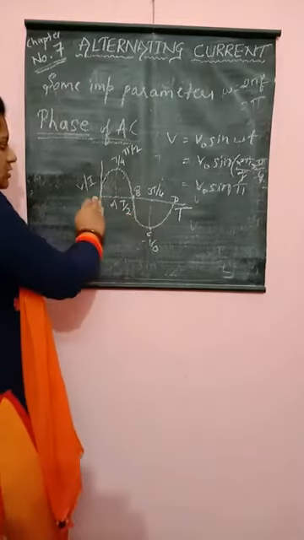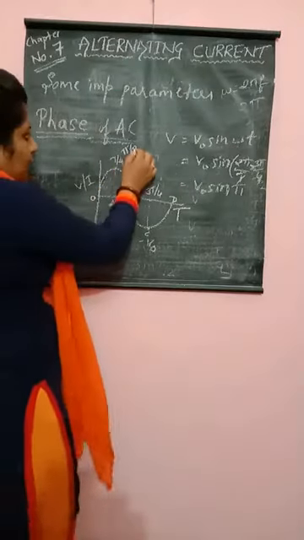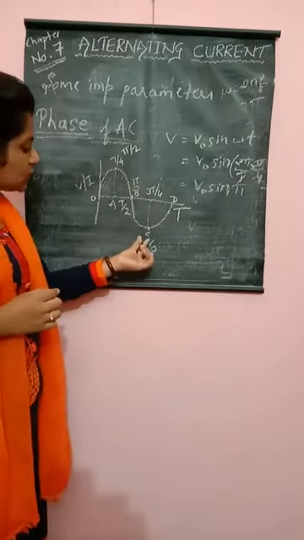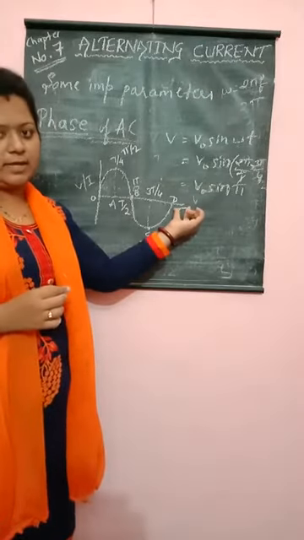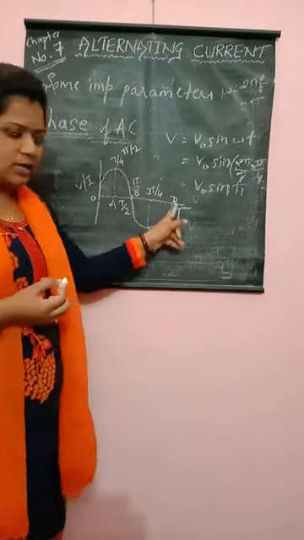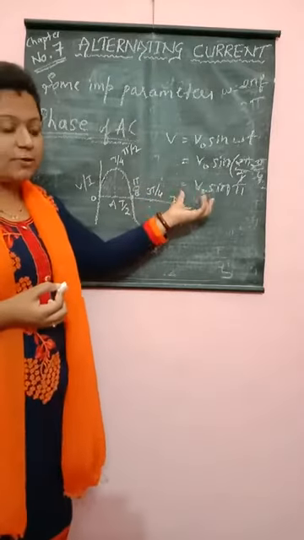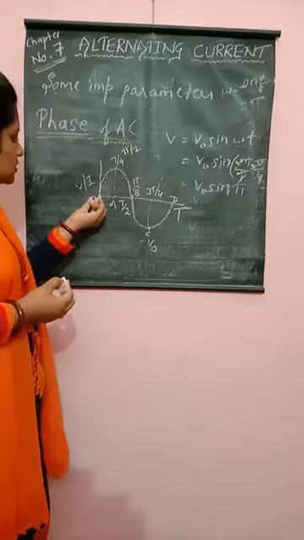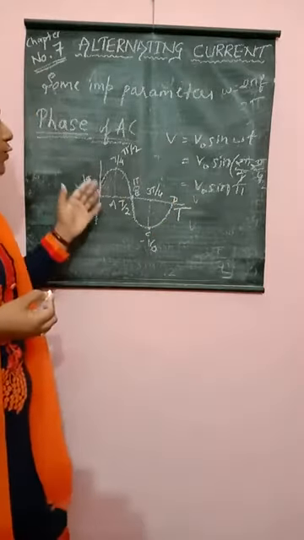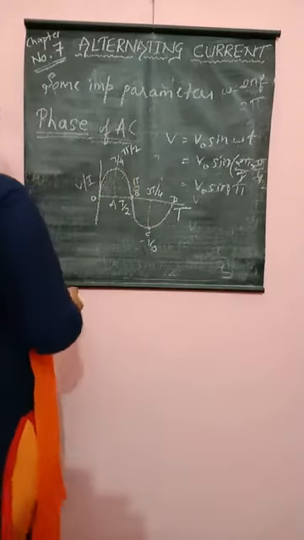This means as the time is changing, T by 4, T by 2, 3T by 4, T, the radian also changes: pi by 2, pi, 3 pi by 2, 2 pi. With respect to time, as you go through the phase, T by 4, T by 2, 3T by 4, T, the radians are pi by 2, pi, 3 pi by 2, 2 pi. And when you substitute the value of t, you will get the values 0, V naught, 0, minus V naught, 0. Understood? This is how we can study things related to the phase of AC. So this is about the phase of AC.